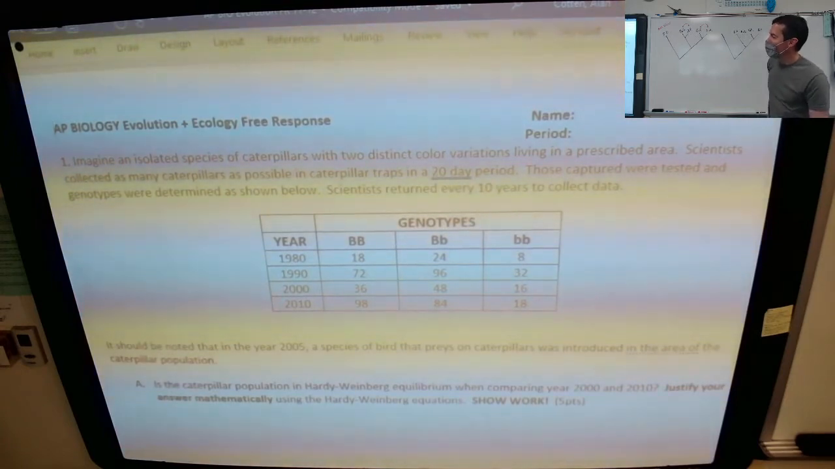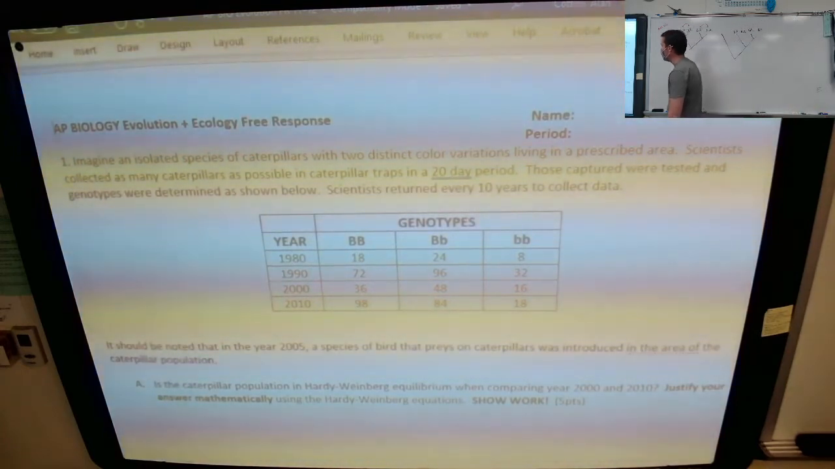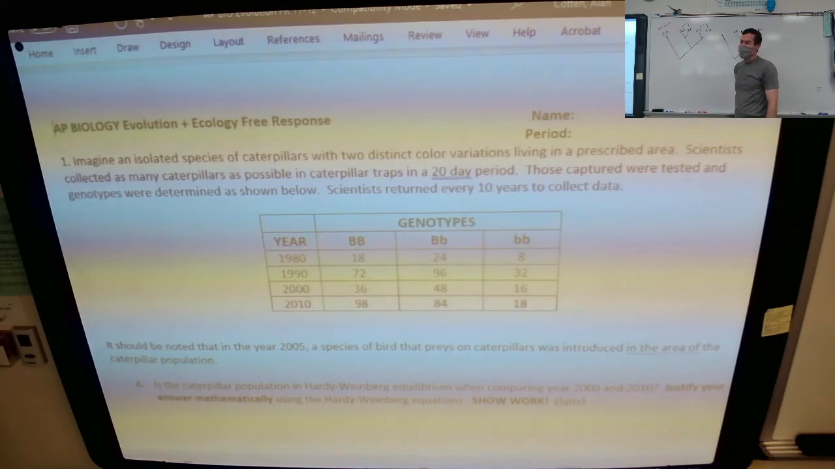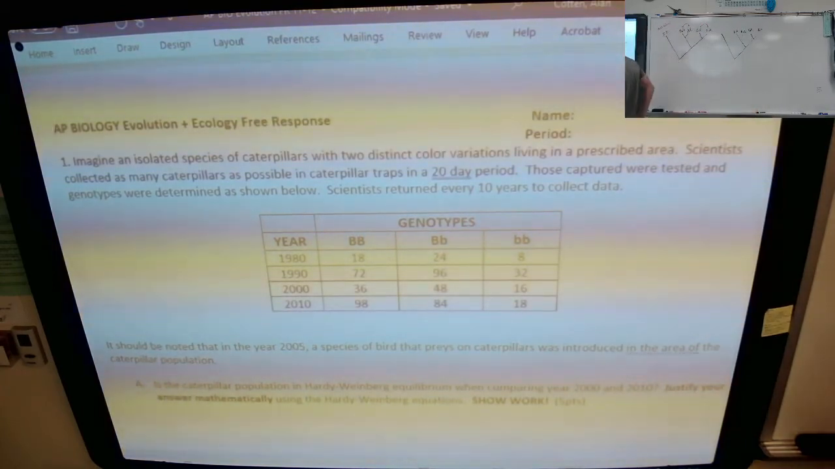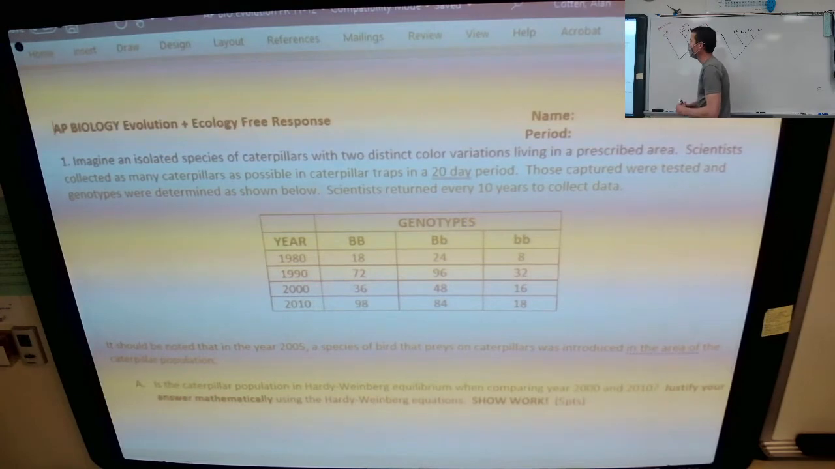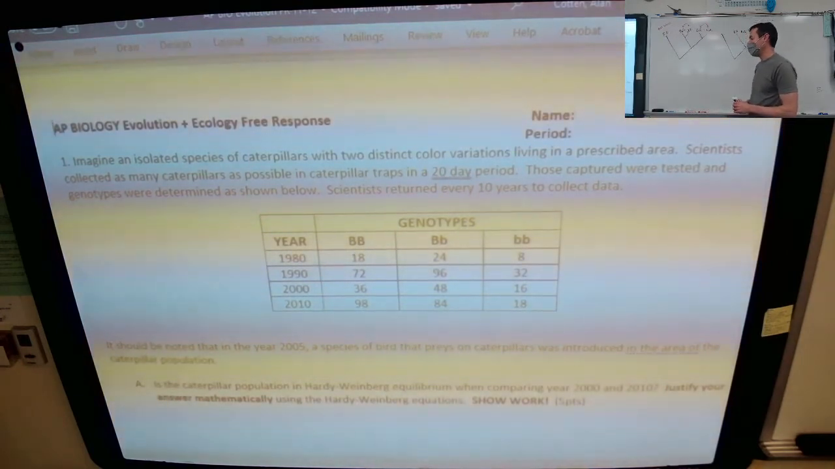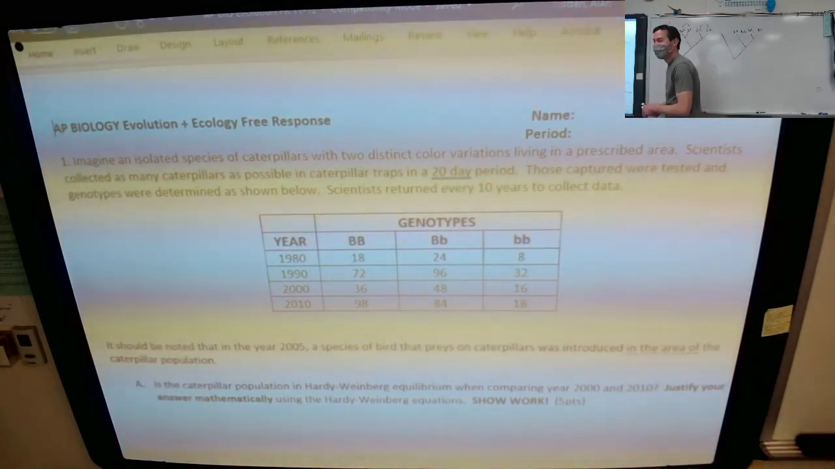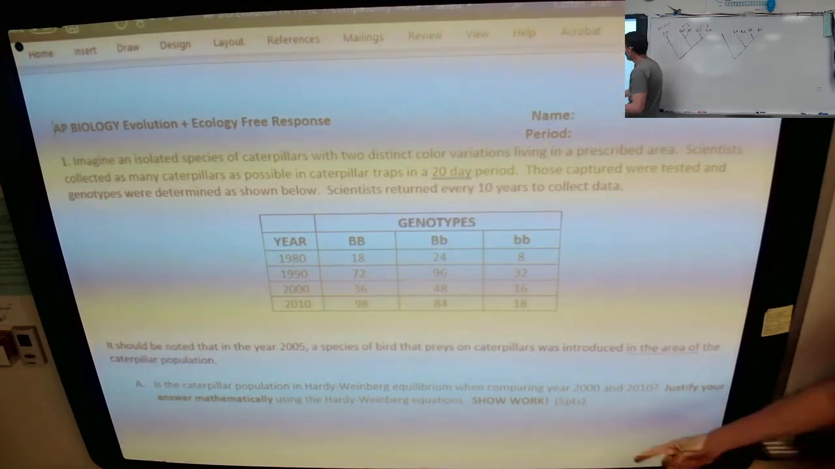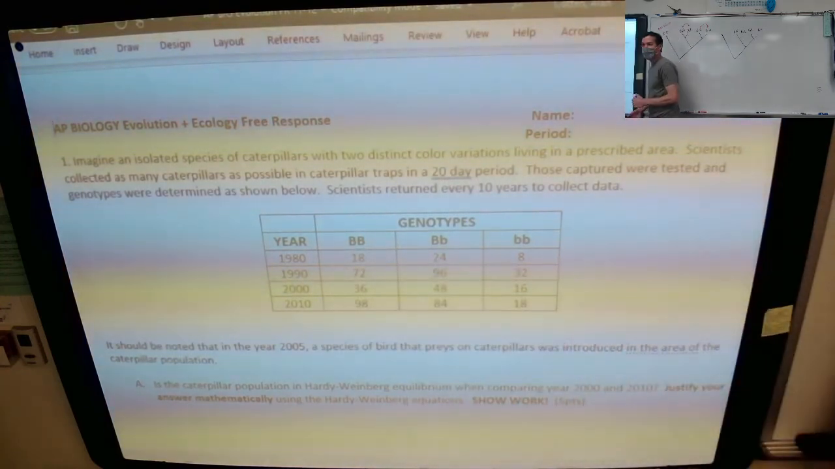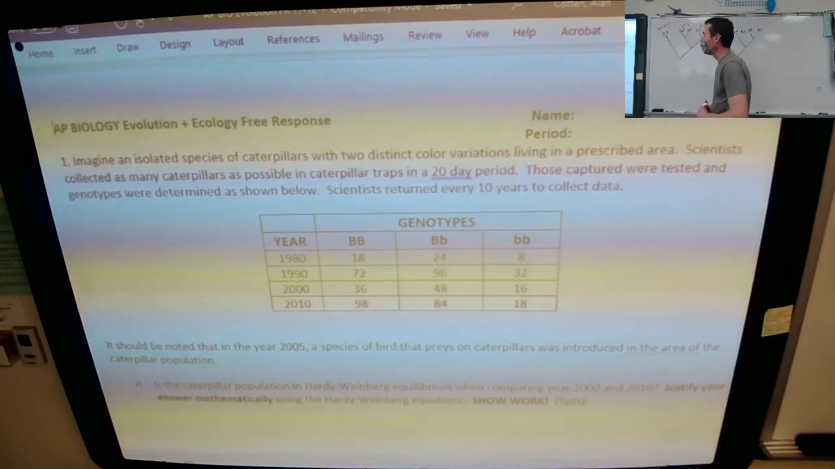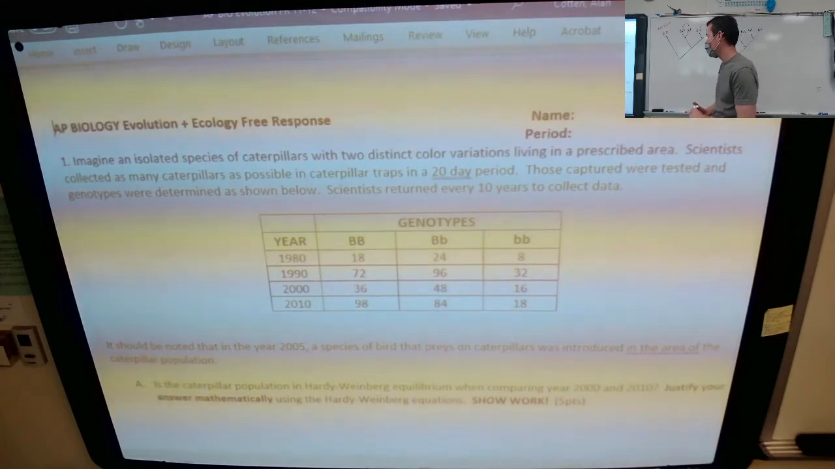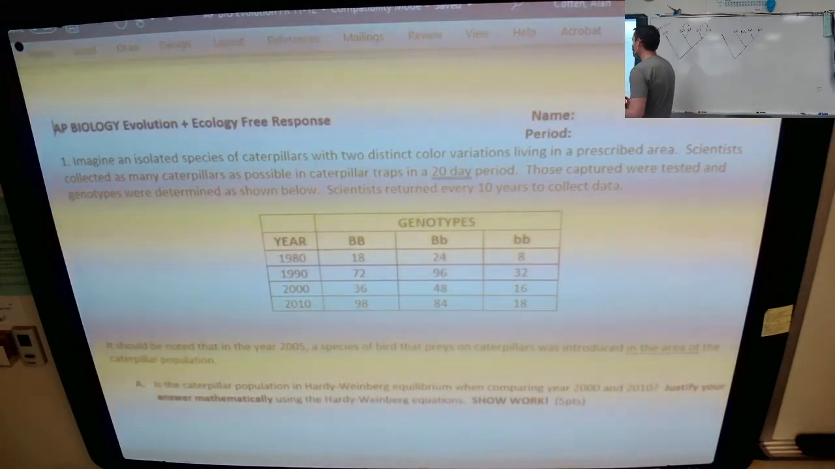Scientists collected as many caterpillars as possible in caterpillar traps in a 20-day period. What have you been doing for the last 3 weeks? Catching caterpillars. Those captured were tested and genotypes were determined as shown below. Scientists returned every 10 years to collect data. You got a 30-year caterpillar experiment going on here. Okay, so it should be noted that in the year 2005, a species of bird that preys on caterpillars was introduced in the area of the caterpillar population.